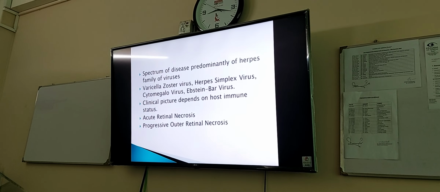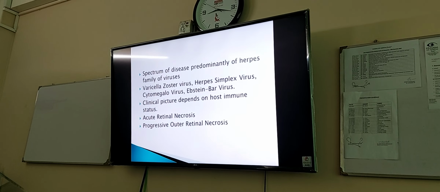Its presentation is initially unilateral disease, but if no treatment is given to the patient, it can involve the second eye within 6 weeks. In that case, the disease is called BARN, which is bilateral acute retinal necrosis. The involvement period may be 6 weeks or more than that. So the patient presents in one case with severe visual impairment associated with pain, and it may as well have an insidious onset with a presentation of floaters.